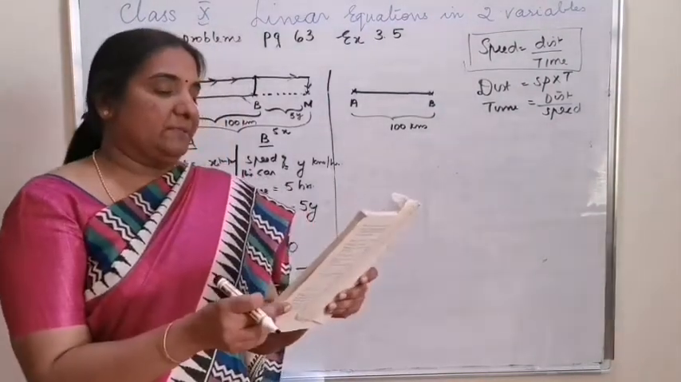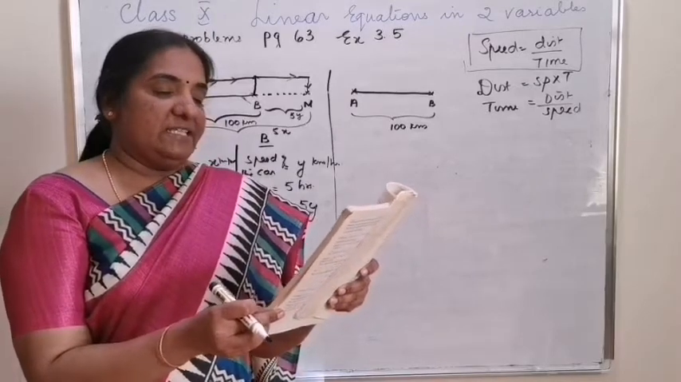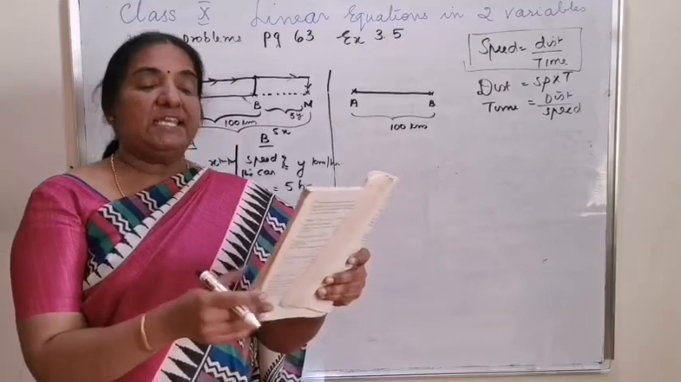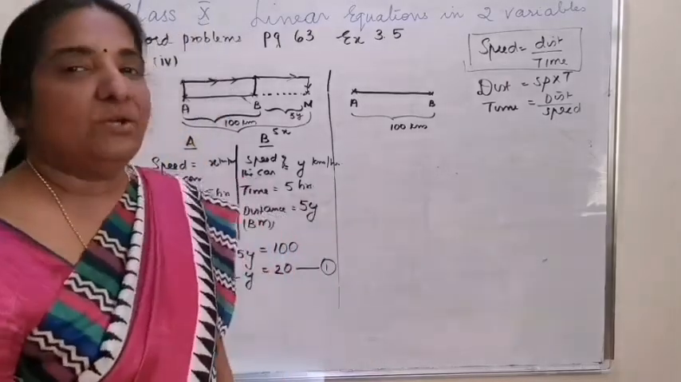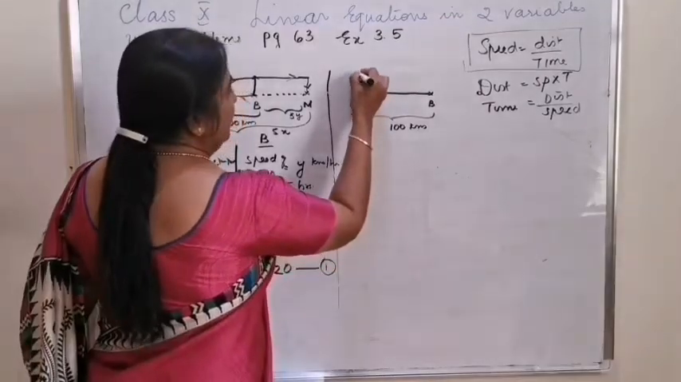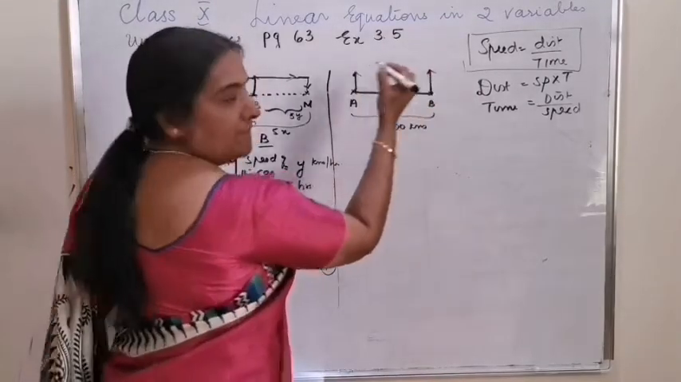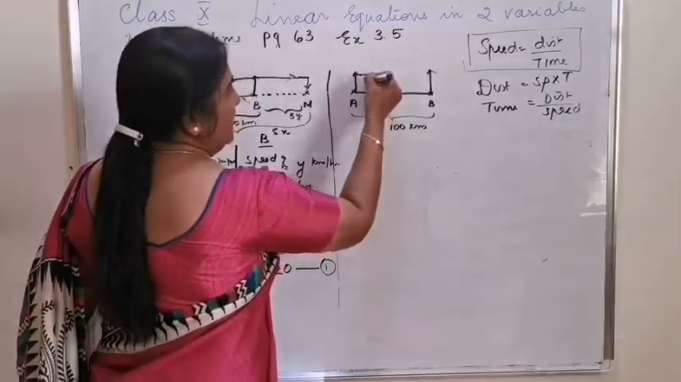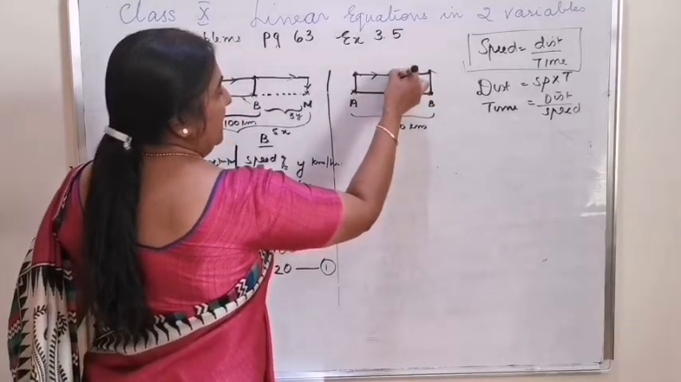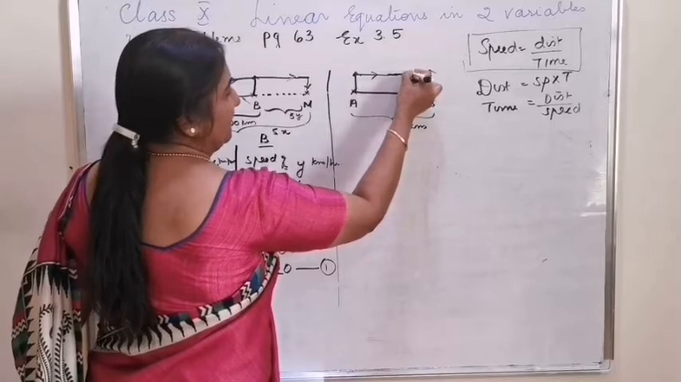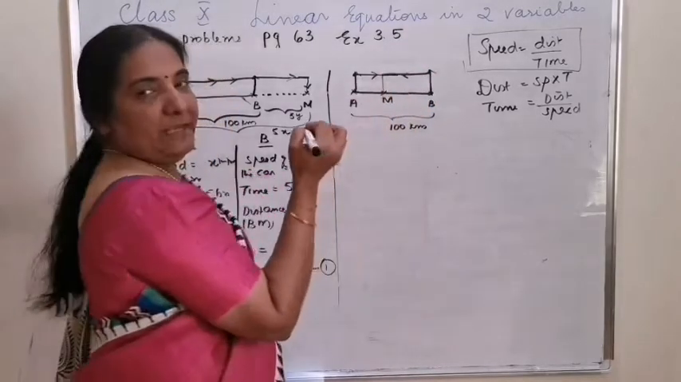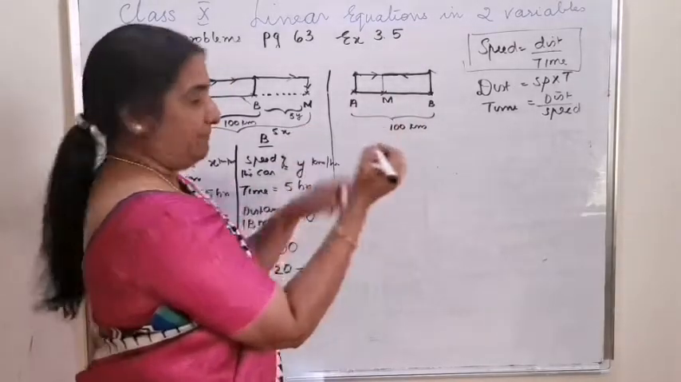The second part, if they travel in the opposite direction towards each other, they meet in 1 hour. Let's see how is that movement. The speed of the car starting from A and B. Car from A is starting in this direction, and from B it's traveling in this direction. After 1 hour, they are meeting at the point M.